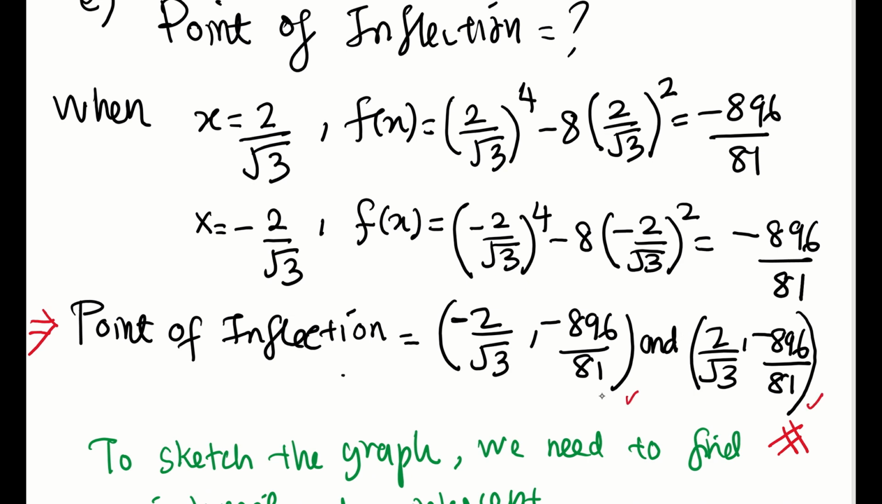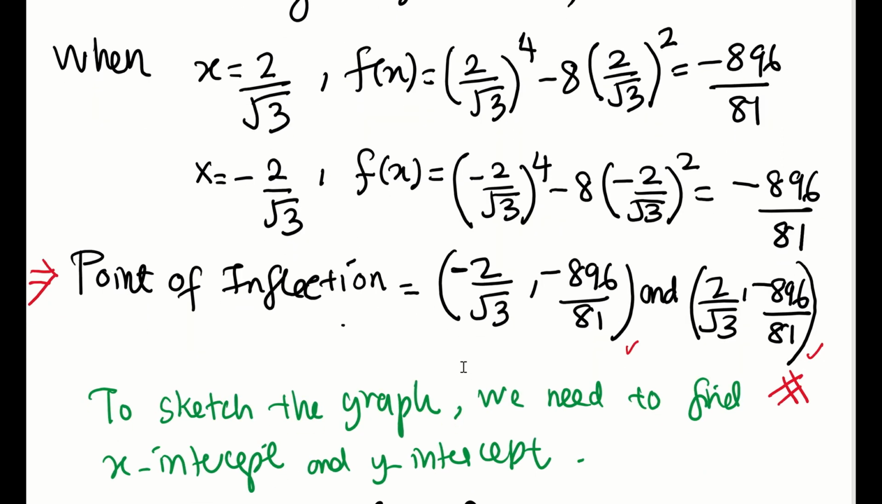Okay, negative 2 over root 3 for x and y is negative 896 over 81, and 2 over root 3, negative 896 over 81. Okay, because the sign of f double prime changes from positive to negative and negative to positive.